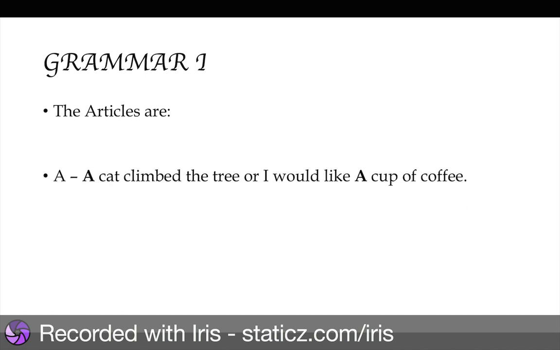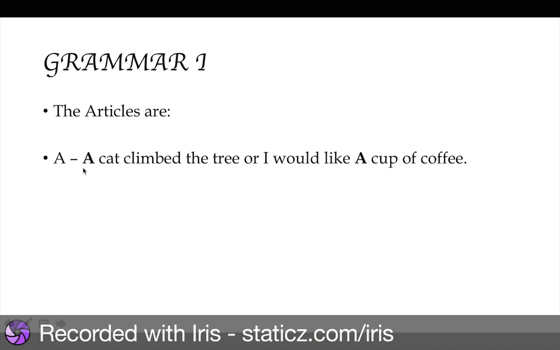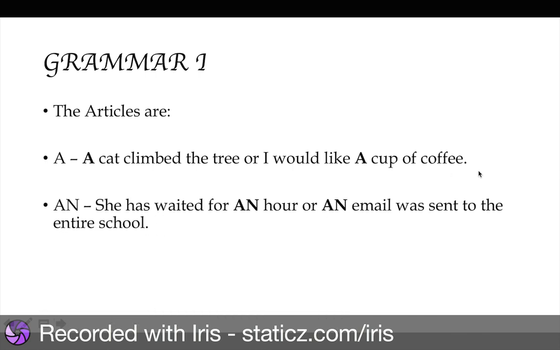So the grammar section is going to include a total of 3 sections, and this first section I'll be going over the articles. These articles are important because they play an important part in the development of a sentence. So there are a total of 3 articles, and the first one is A. For A, you can use this in sentences such as, a cat climbed a tree, or I would like a cup of coffee. For the second article, we have An.